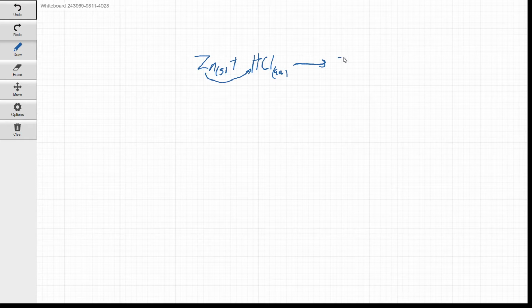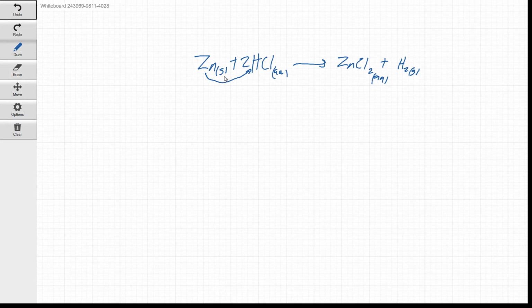We're going to get zinc chloride and H2 gas. And obviously if we balance that, so zinc 1, 2 H, H2, 2 Cl, 2 Cl, so everything's balanced, and this is going to be aqueous.